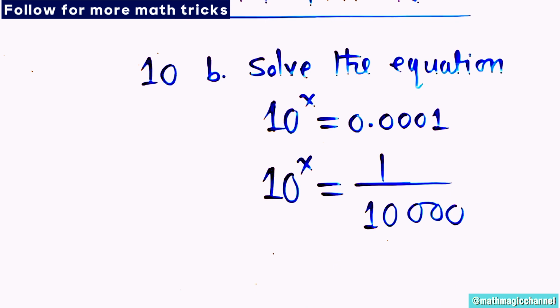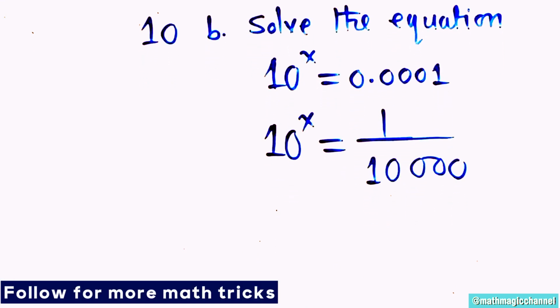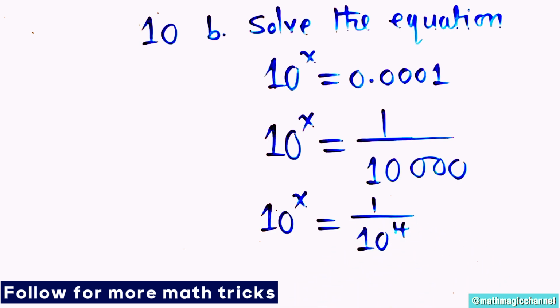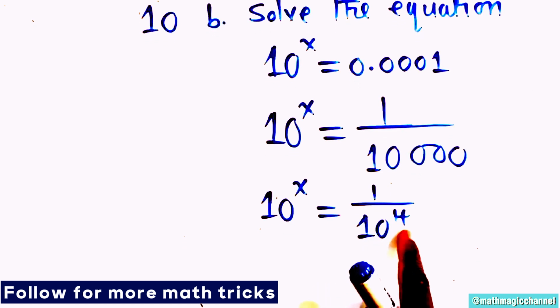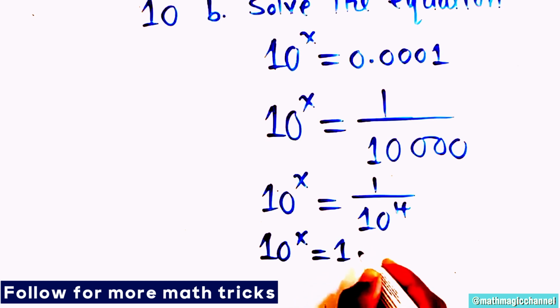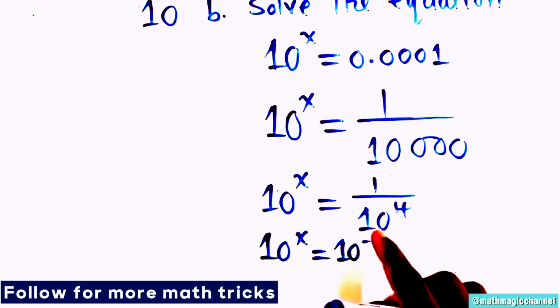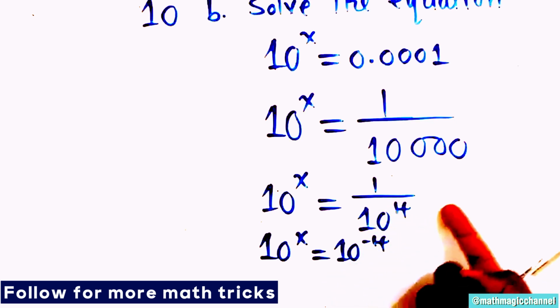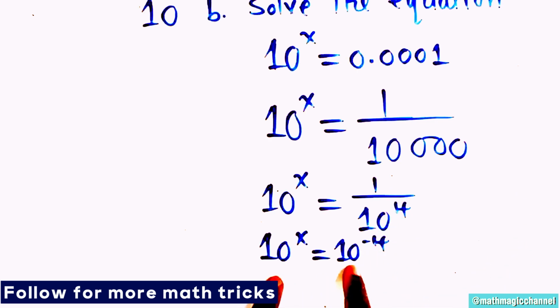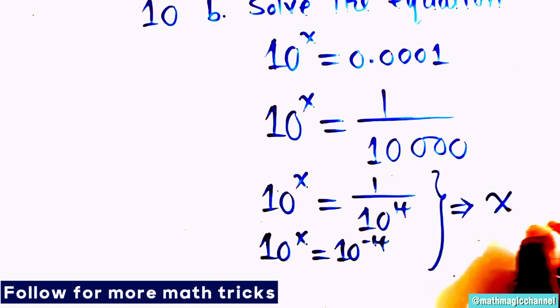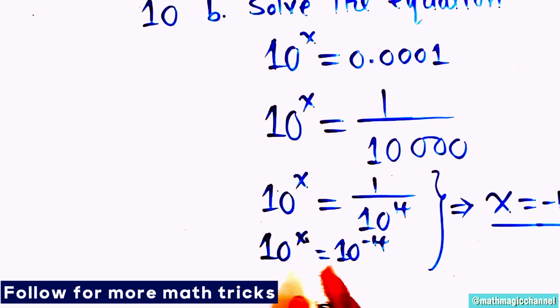So when we put it in this manner, we now apply the laws of indices. It will be 10 power x is equal to 1 over 10 power 4. You see, we've now got similar bases. We know that 10 to the power 4 gives us 10,000. Therefore, we can write this as 10 power x is equal to 10 power negative 4. Remember the laws of indices: when you've got a denominator and it goes on top, the power changes to a negative power. Now we've got similar bases, 10 and 10. The laws of indices say that when the bases are the same, equate the powers. So x is equal to negative 4.